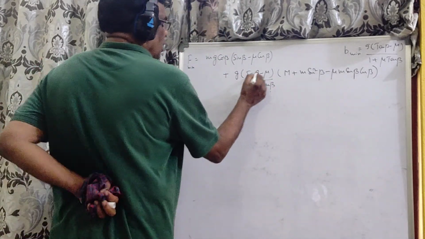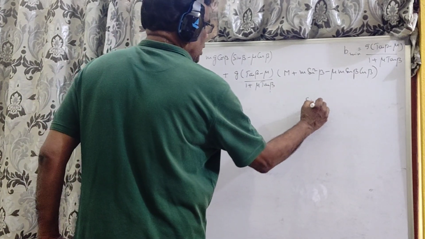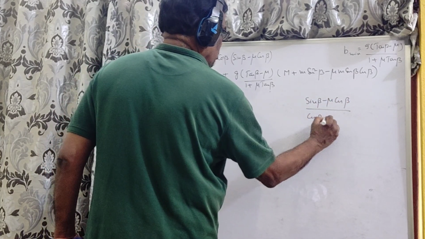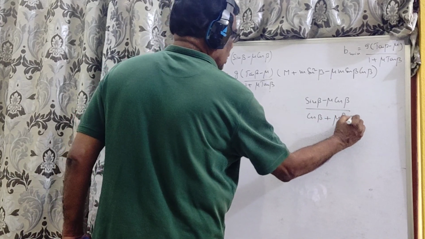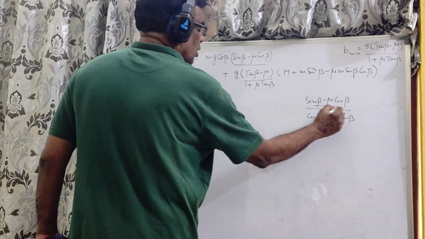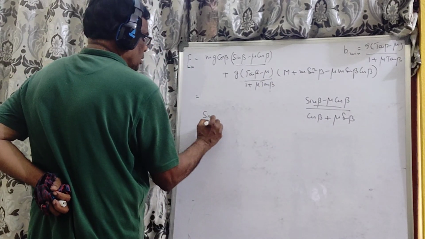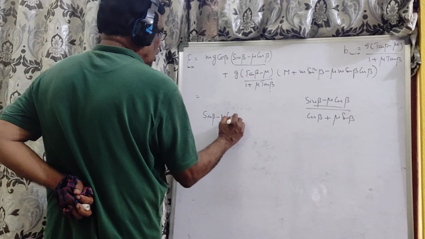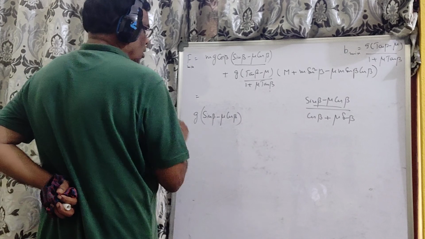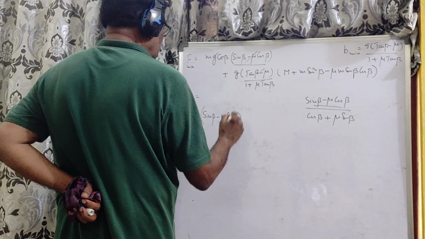Now if I write the whole thing here as sin beta minus mu cos beta by cos beta plus mu sin beta. This is what I divided numerator and denominator. So why I took that? Because this is common between the two. So what do I write? Sin beta minus mu cos beta, and in these two g is common. So g, the whole thing I removed.